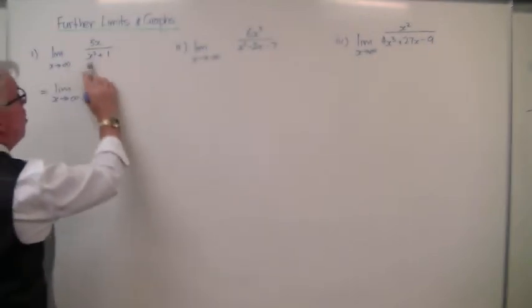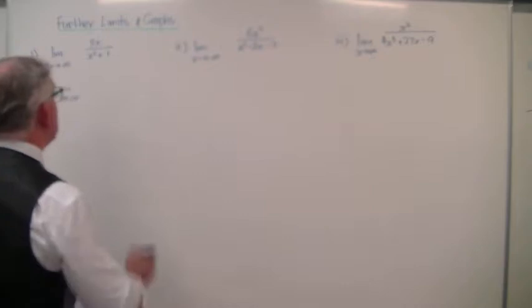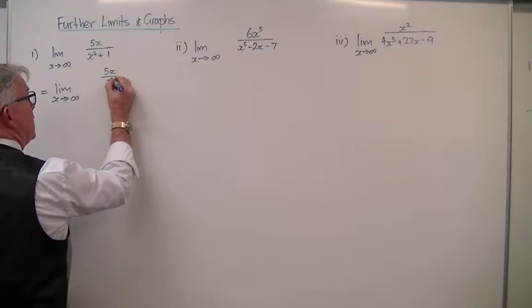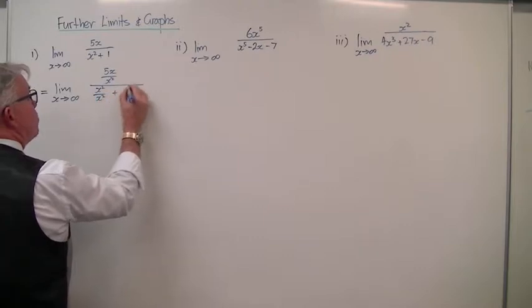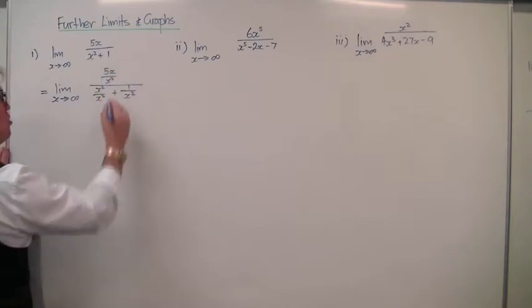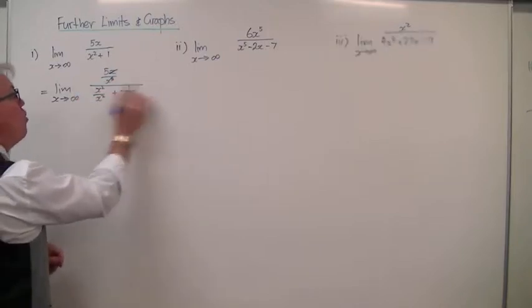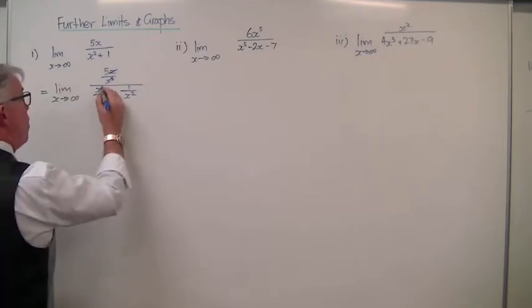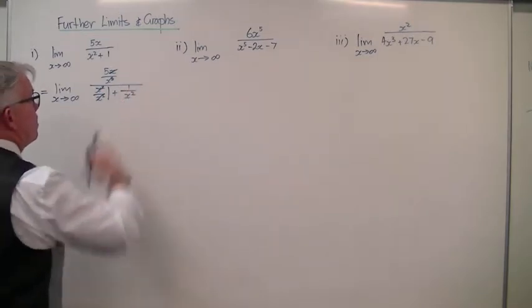And what we do is we go through the whole expression and we divide through by the highest power of x, which in this case is x squared. So we'll have 5x over x squared, all over x squared over x squared plus 1 over x squared. Now if we consider the numerator, that x will cancel with one of these, so we'll have 5 over x, all over x squared over x squared, and that x squared over x squared will just be 1. Then we'll have 1 over x squared.